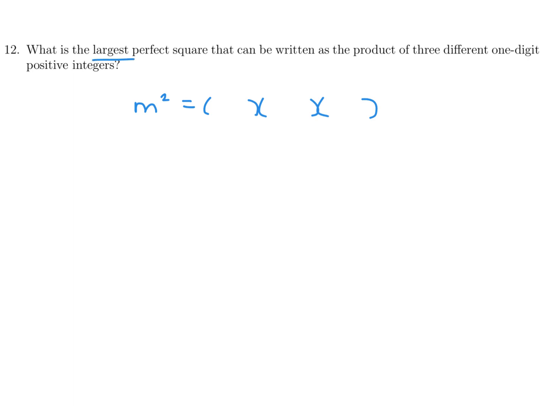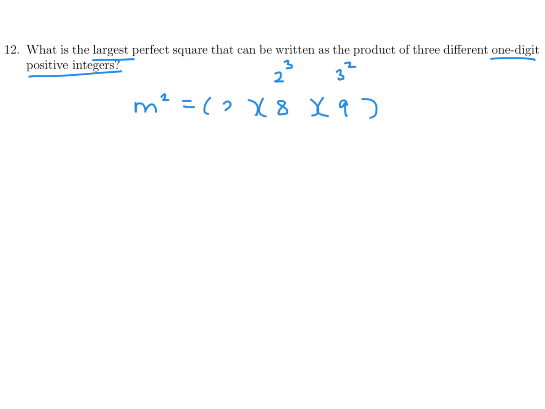Okay, so if I want the largest, let me start off with the largest one-digit number. The largest one-digit number is 9. And the good news is 9 itself is a perfect square, so that's a very good choice. The next number, the next largest number is 8. So let's see what happens if I put 8. 8 is 2 to the power of 3. But that's not a perfect square.